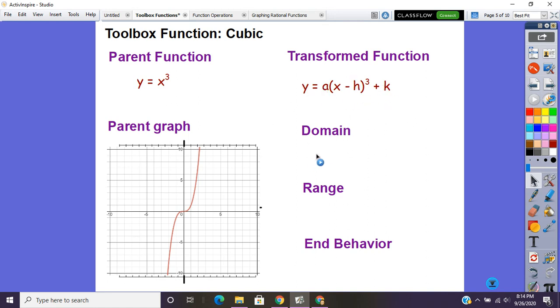And I do want to point out that our domain and range and our end behavior are all based on this parent graph, on this parent function. So the transformed function will have different domains and range possibly. So our domain of this is negative infinity to infinity. Our range would be the same. And then our end behavior here would be down, up.